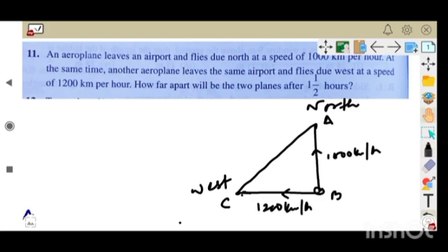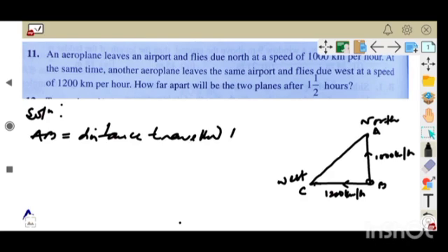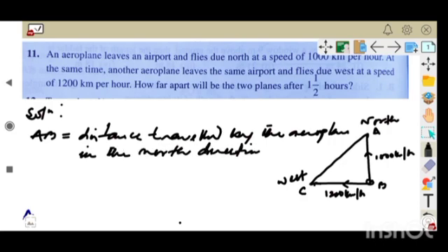Okay, we'll start the solution now. Solution. First, let's find the distance. First, let us find AB. What is AB? I'll just write here. AB is nothing but the distance traveled by the aeroplane in the north direction in 1.5 hours.